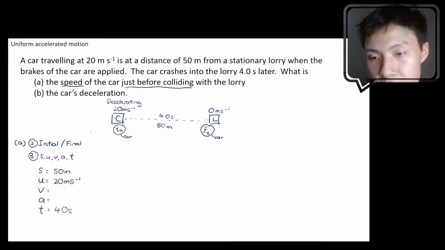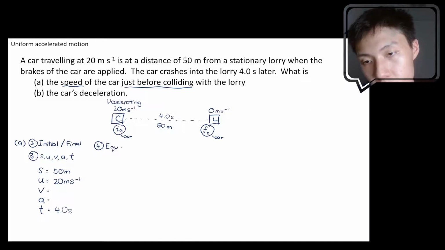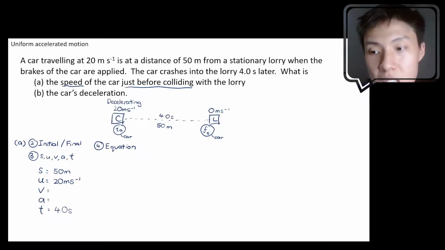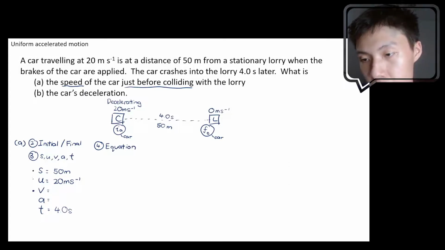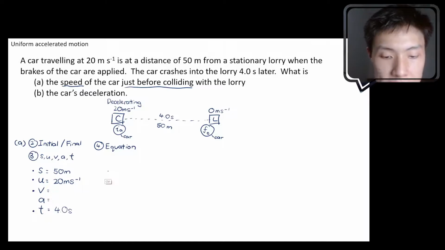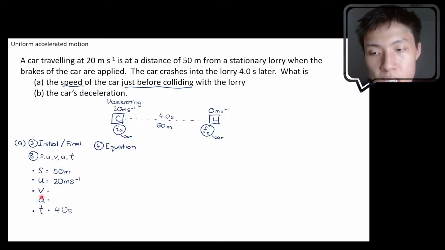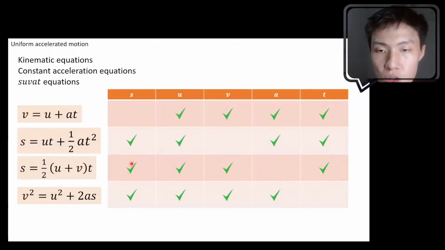Now we move on to the next step, which will be to determine the suitable equation. What equation will be suitable? We want the speed just before colliding, so that means we want the final velocity. Then what do we have? We have our displacement, our initial velocity, and time. So you want the equation that has S, U, V, and T inside it. We don't want an equation that has A inside it. So this will be the equation. It has S, U, V, and T.